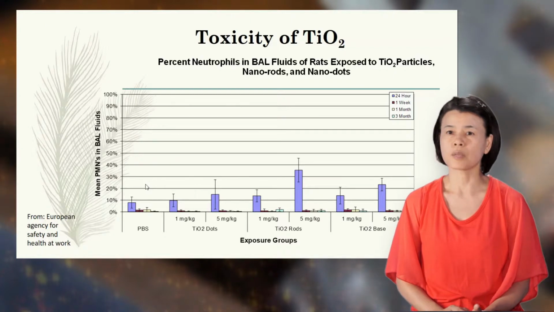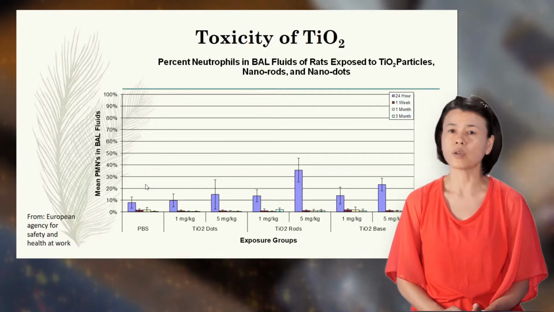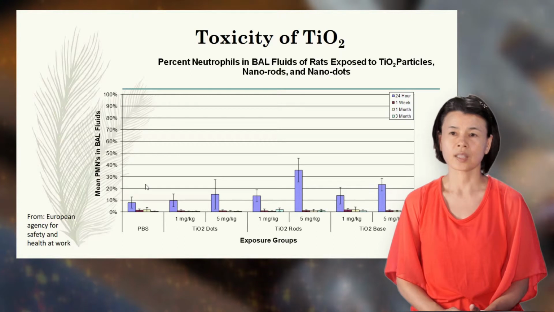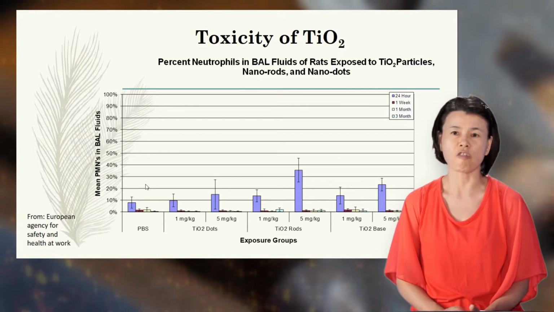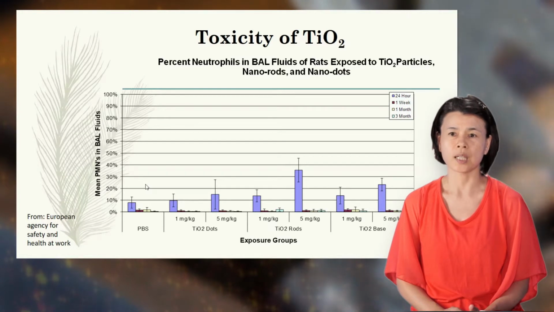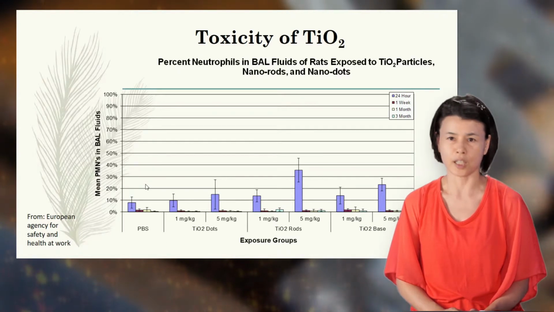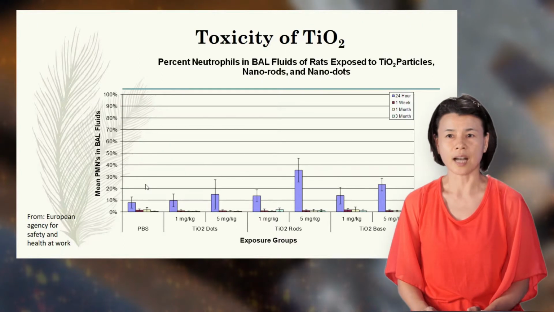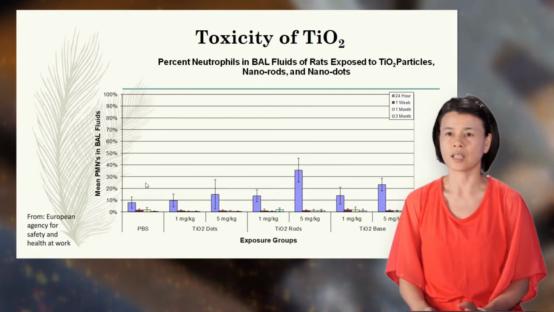As a result, you may be aware that, first, the 3 nanomaterials of titanium dioxide are more toxic than PBS, the buffer solution. Secondly, nanomaterials at a higher concentration of 5 mg per kilogram are also more toxic than those at a lower concentration of 1 mg per kilogram. Therefore, the more titanium dioxide, the more toxic it is.